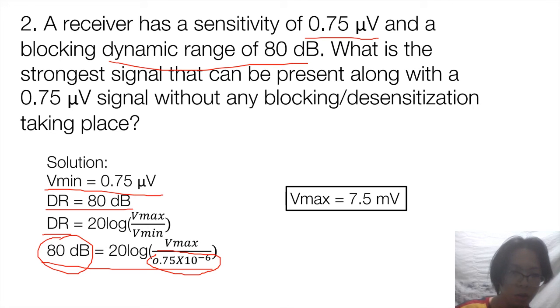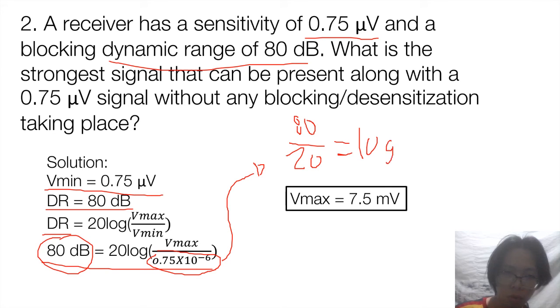And if you want to solve for this, we simply divide both sides by 20 first. 80 divided by 20 is equal to the logarithm of our Vmax divided by Vmin.